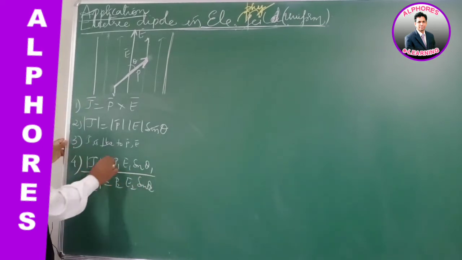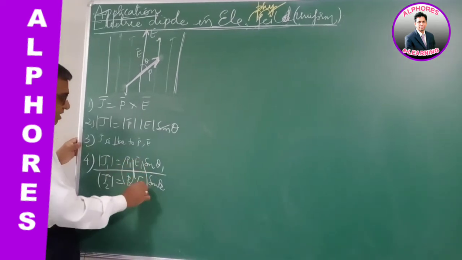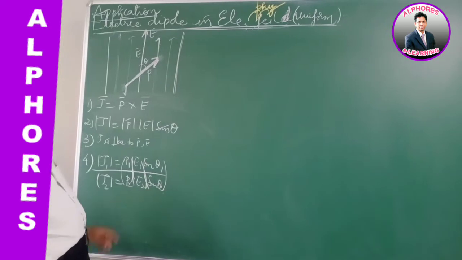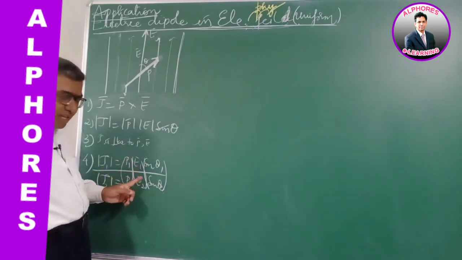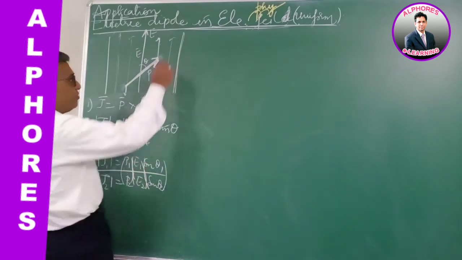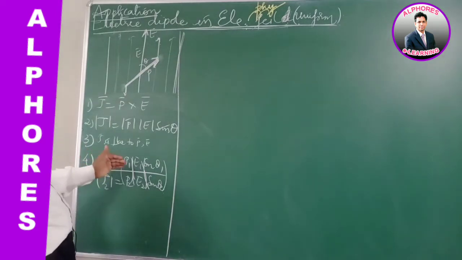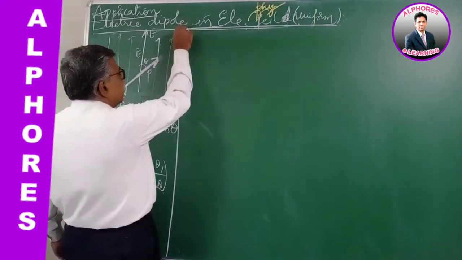So therefore, tau 1 by tau 2 is P1 by P2, E1 by E2 and sin theta 1 by sin theta 2. Same dipole, P cancels. Same field, E cancels. Same angle, sin theta will be cancelled like this. So the ratio of the torques under two different cases is tau 1 by tau 2 equals P1 by P2, E1 by E2, sin theta 1 by sin theta 2.